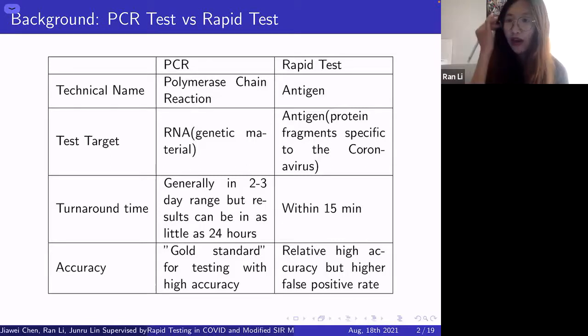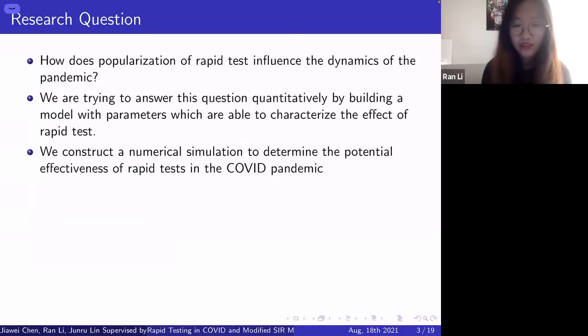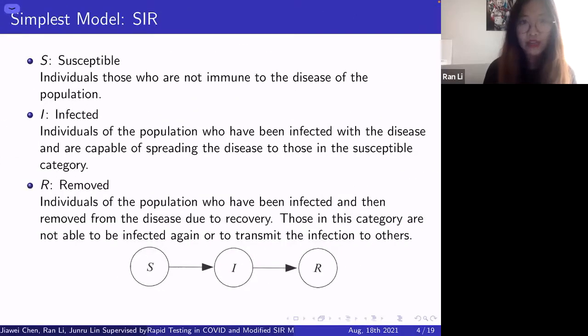In this study, we're quite interested in how the popularization of rapid tests will influence the dynamics of the pandemic. In our research, we're trying to answer this question quantitatively by building a model with parameters which are able to characterize the effect of rapid tests. Jiawei Chen will start by introducing you to the most commonly used, or the simplest, model in pandemic modeling.